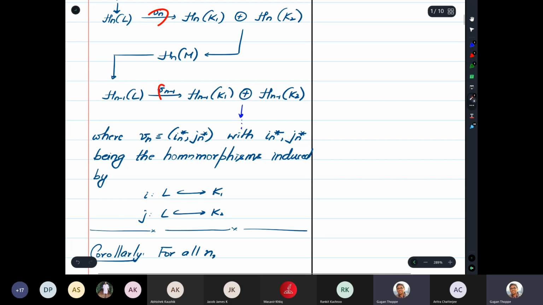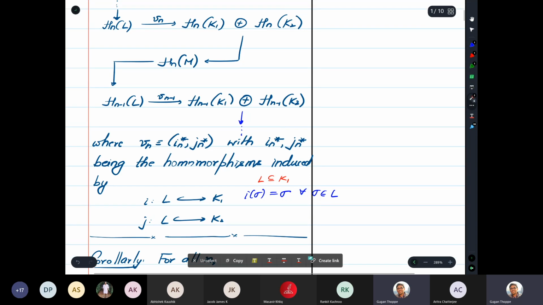So what are these vector space homomorphisms? Well, this vector space homomorphism is made up of a tuple of two functions. So nu_n is made up of i_n star and j_n star, where i_n star and j_n star are the homomorphisms induced by the inclusion maps i and j, where i goes from L to K1 and j goes from L to K2. Since L is a subset of K1, every face in L will also be a face in K1, so i just maps sigma to sigma for all sigma in L. And similarly, you can define j over here.